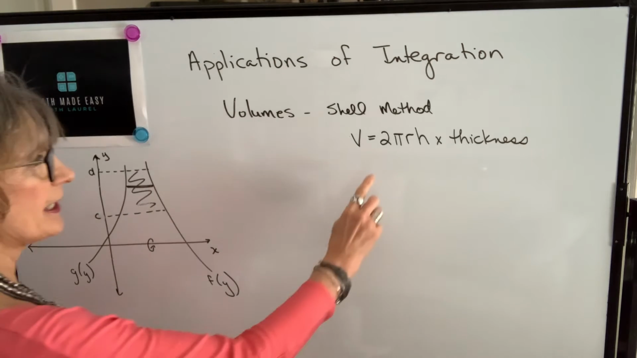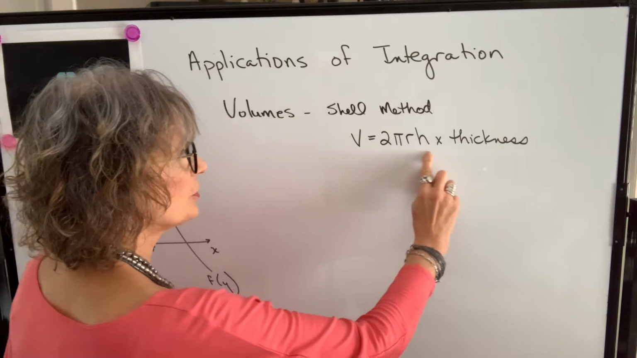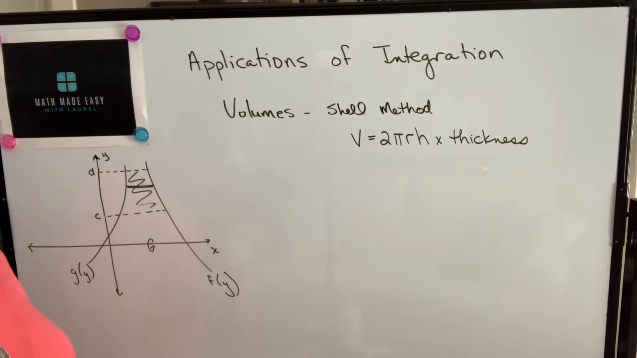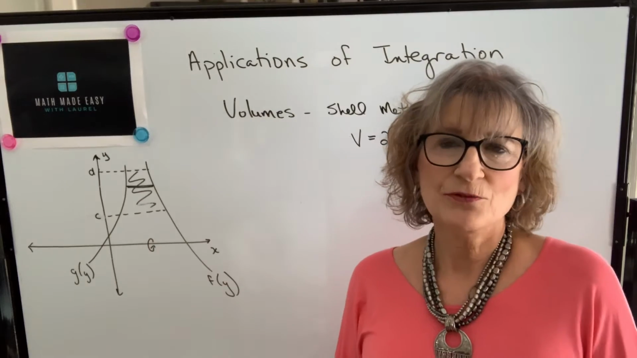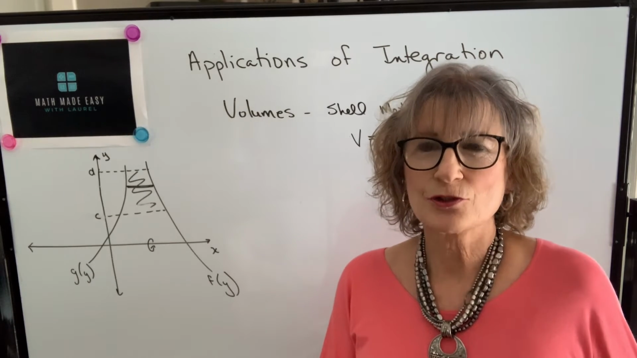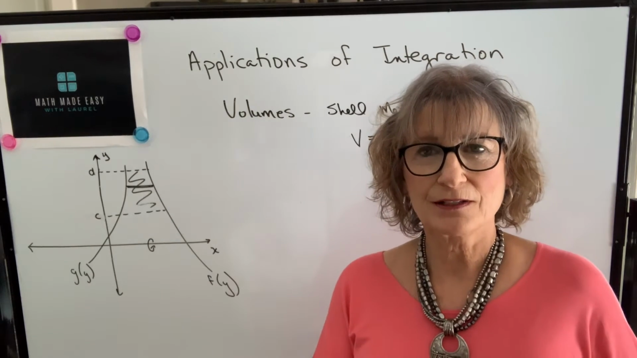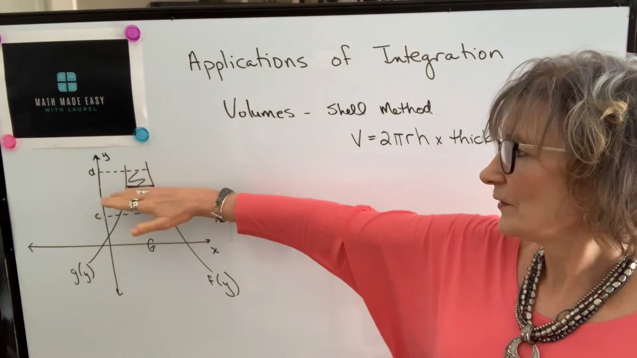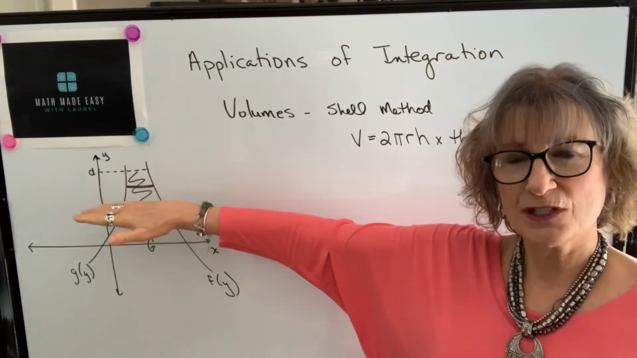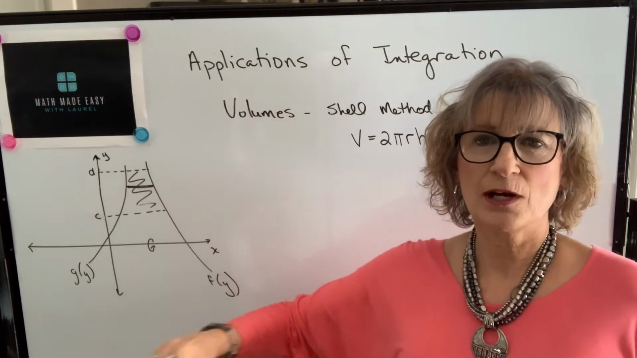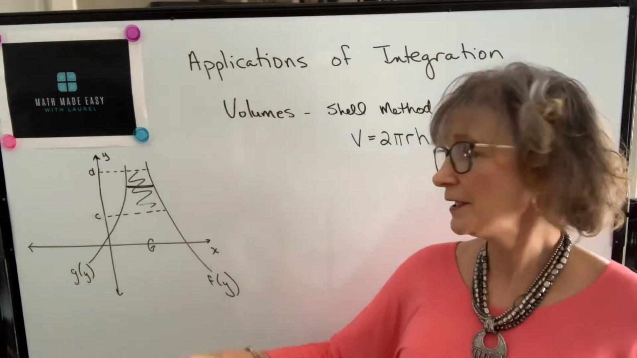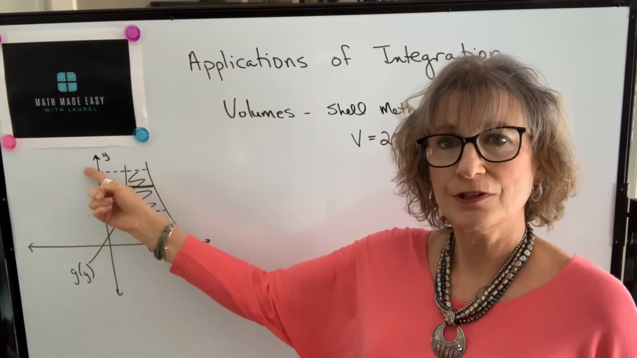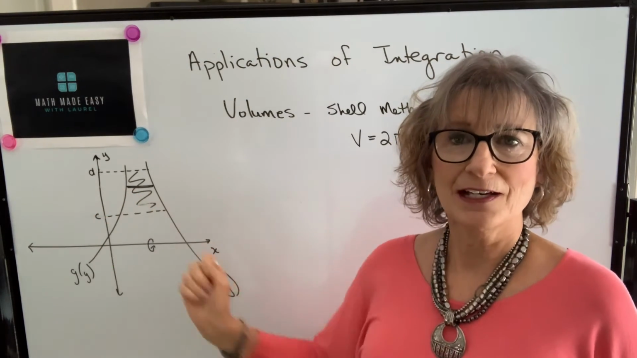And we learned in the last video that the volume of a shell is equal to 2 pi r times the height times the thickness. So if you haven't watched that video, I strongly recommend you watch that first where I explained it in more detail. Now we're working with horizontal rectangles, which means we're working with everything in terms of y. We're working with our functions in terms of y, and we're working with the limits for our integral in terms of the y values, not the x.